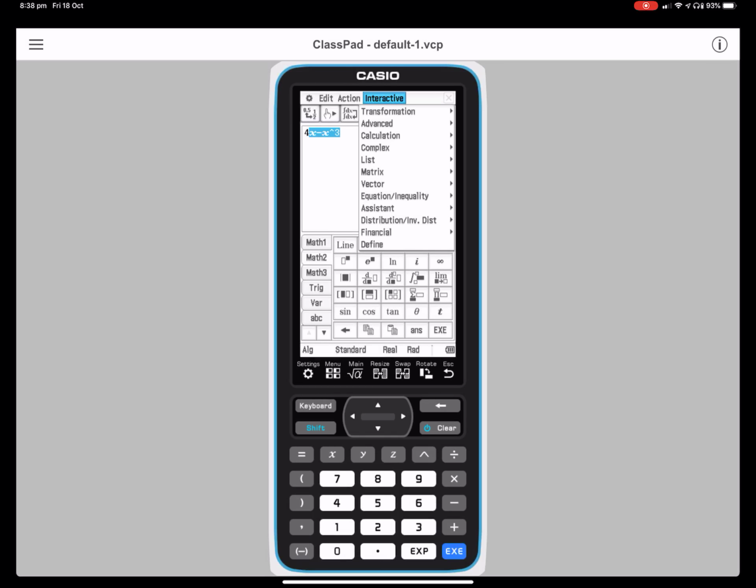Interactive, distribution, discrete, binomial CDF: 3, 16, 16, 0.2. We get 0.6482.